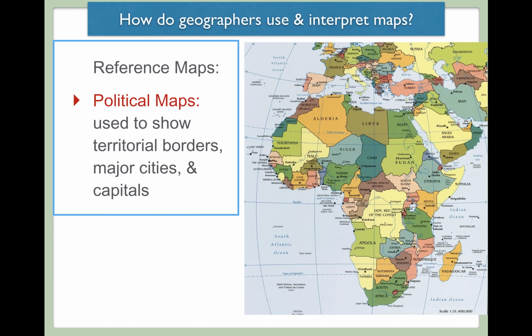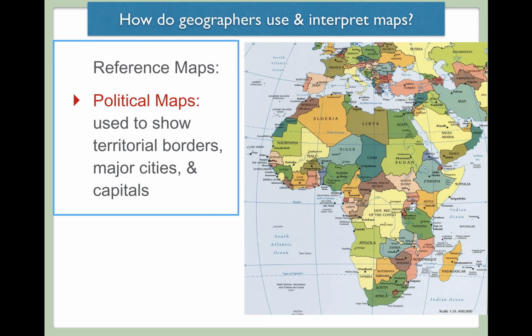So let's break this down. We're in the reference maps category. So let's go ahead and put on the left-hand side of your notes two things: reference maps, and then underneath that, political maps. So both reference maps and political maps on the left-hand side. So it's clear that a political map is a type of reference map.